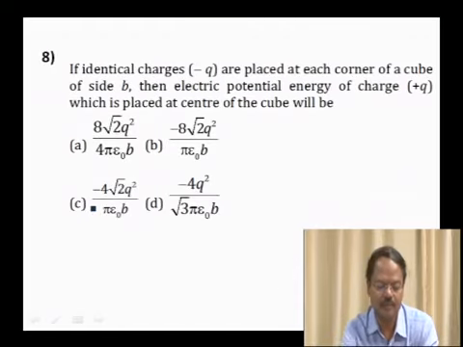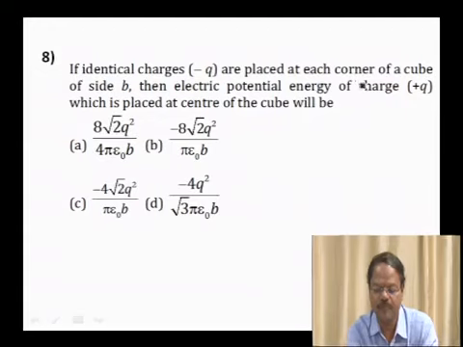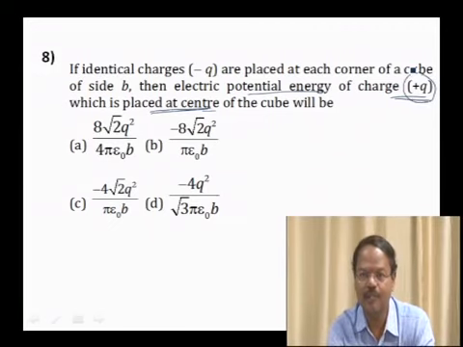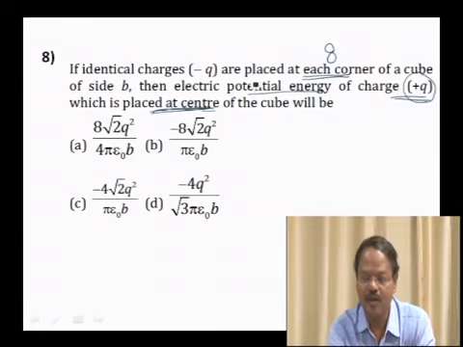Then going further, identical charges minus q are placed at each corner of a cube of side B, then find the electric potential energy of charge q which is placed at the center. So, they are not asking potential energy of the entire system, you have to find the potential energy of only this charge because of all other charges at the corners. So, obviously, remember, because it is a cube, you will have 8 corners, and because you are calculating at the center, all of them will be at the same distance, and potential energy is a scalar. So, it is enough to do the calculation for one of them and then multiply by 8.